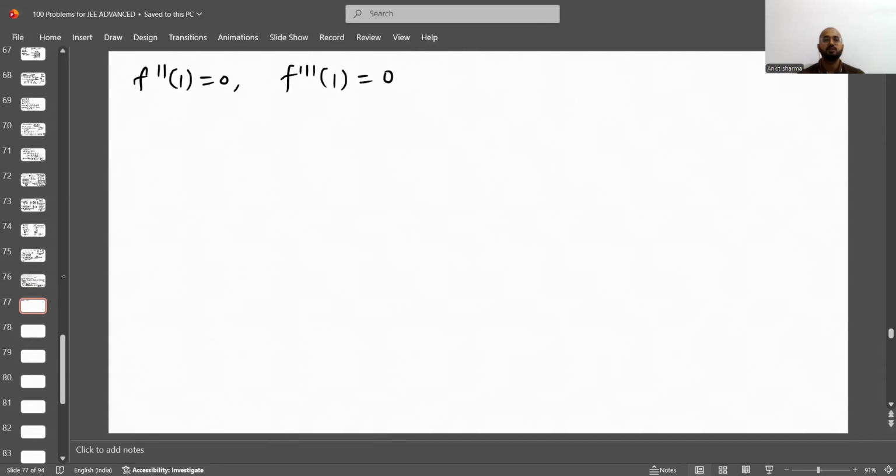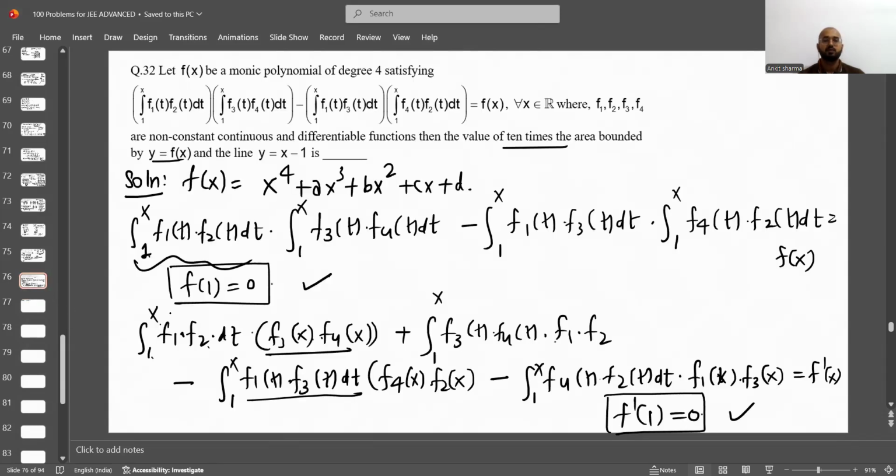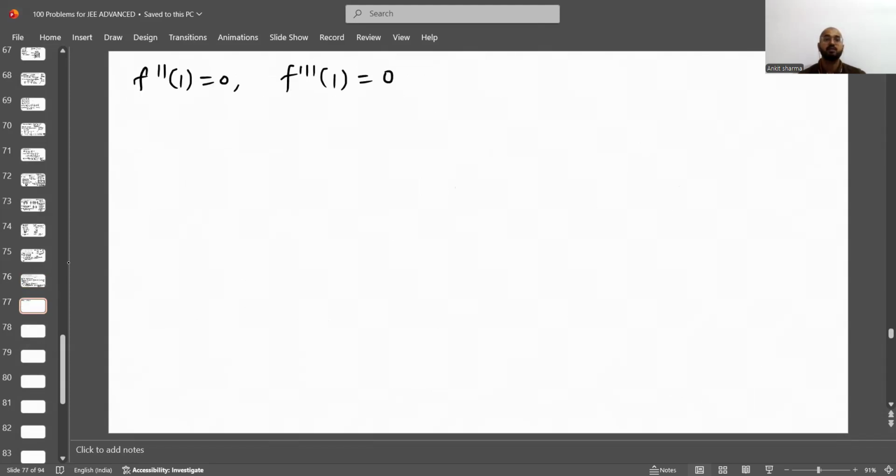So now we see that f of 1 is 0, f dash of 1 is 0, f double dash of 1 is 0, and f triple dash of 1 is also 0, which means my polynomial is simply (x minus 1) to the power 4, because the second and third derivatives are 0. So f of x is nothing but (x minus 1) to the power 4.